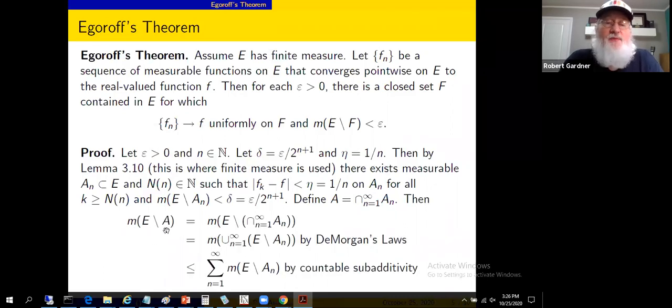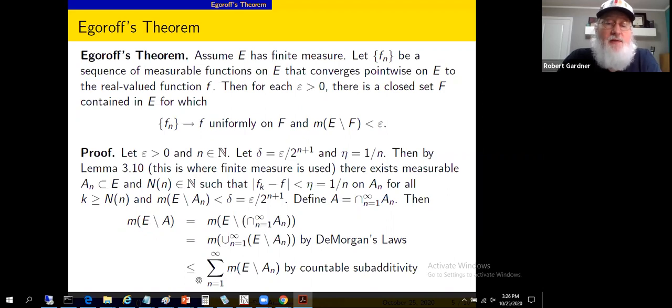Then we get the measure of E set minus A. We define A to be the intersection of these A sub n's, so that would be E set minus the intersection. De Morgan lets us rewrite this a little bit from basically a complement of an intersection to a union of complements, in a sense. De Morgan allows us to rewrite this intersection as a union. The set subtraction, remember, is defined in terms of complements, so that's how De Morgan fits in. Now we've got a measure of a union. Well, we've got countable subadditivity.